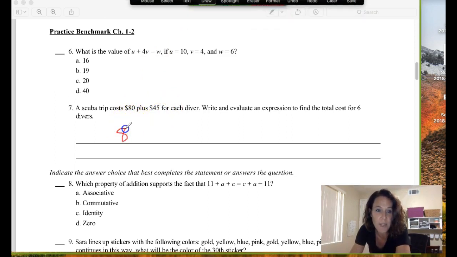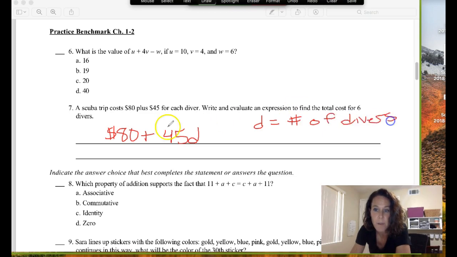So if I did $80 and then I added on $45 for each diver, well, let D be the number of divers. I don't know what it is. D equals the number of divers. All right, so if I do $80 plus $45 for every diver, I would do 45 times D. Find the total cost for 6 divers. So I'm going to place a 6 in there, and it's going to be $80 plus 45 times 6.